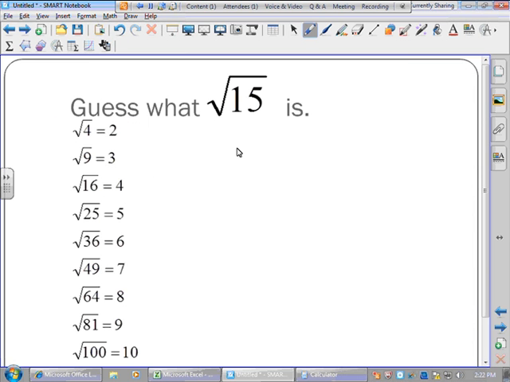Okay, now let's just guess what the square root of 15 is. Square root of 4 is 2, square root of 9 is 3, square root of 16 is 4, square root of 25 is 5. Well, the square root of 15 is right in here. It's in between the square root of 9 and the square root of 16. It's going to be closer to the square root of 16. So it's going to be 3 point something close to a 4. Maybe 3.89. I don't know.